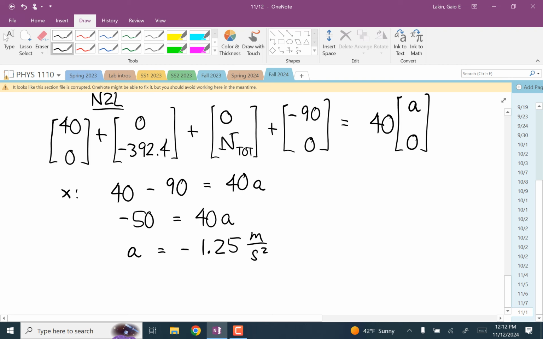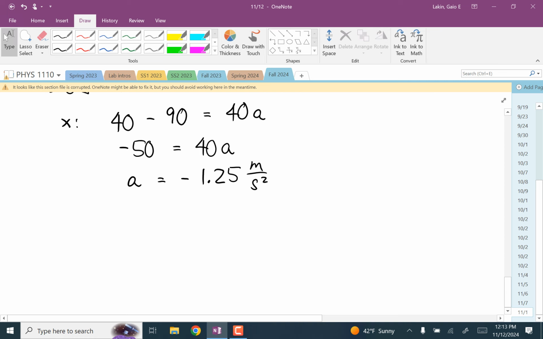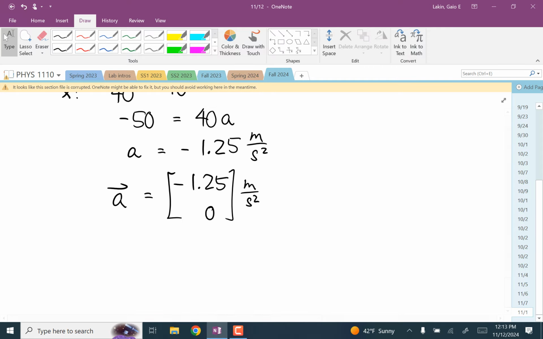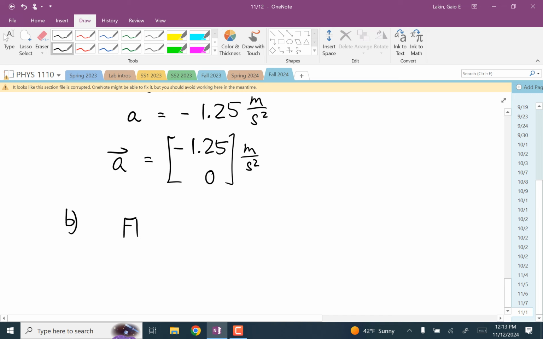And now to get that acceleration vector, we plug that variable back into our acceleration vector, and you get negative 1.25, 0. So now we can use that in the later parts of this problem. Anyone have any questions about calculating that? Okay, so now that we have the acceleration, we're trying to calculate the force vector on the 15 by the 25. So I'm going to draw a free body diagram of the 15.